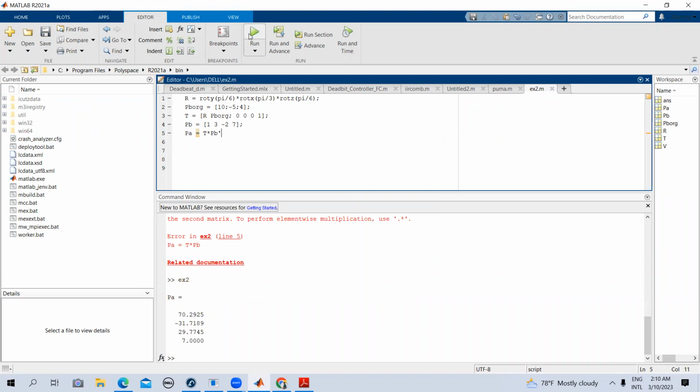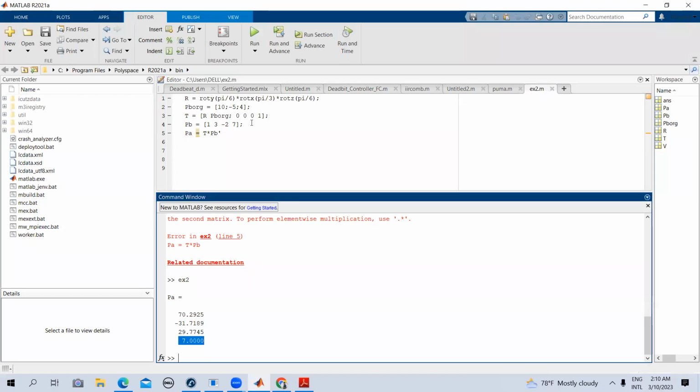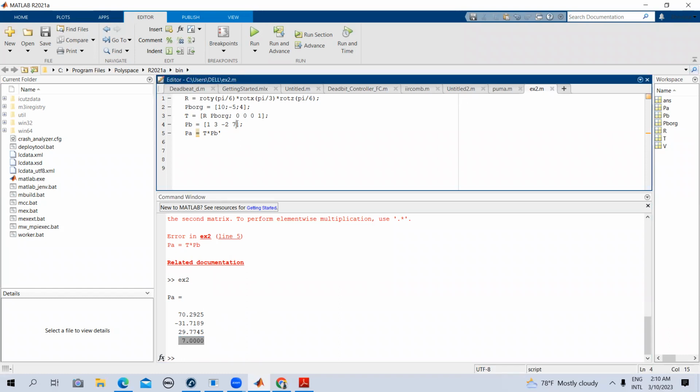So you can see that you can compute. This particular value is a random value that I put here, so you can ignore it. This is the position vector. This is supposed to be 1, that's why you can't have 7. So you are supposed to have 1 here. So this is the position vector with respect to A.